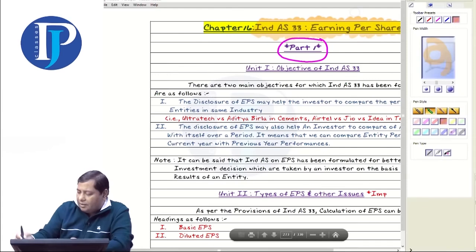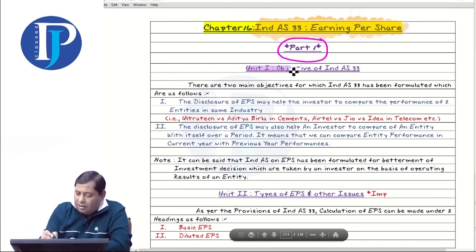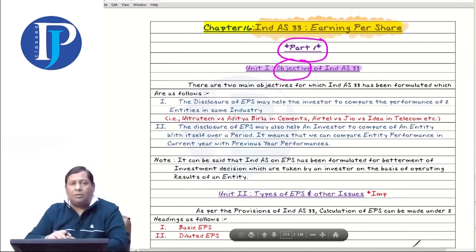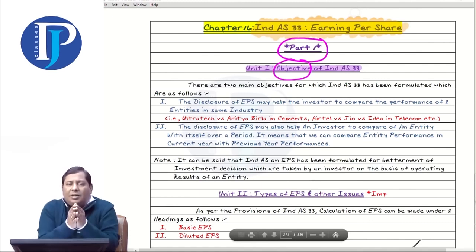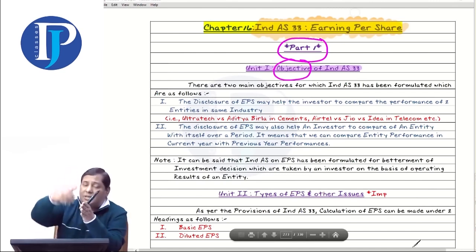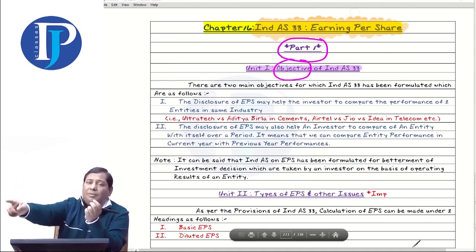First of all, students, I told you what is the objective of the Ind AS 33? Before starting the EPS, I had told you about the objective of EPS. We had discussed two main objectives. First objective, the industry you are trading in, there will be many companies within that industry. So if I disclose earnings per share of any company, you can compare that company to another company of the same trade to get an idea of how this company's performance stands to the other company's performance.